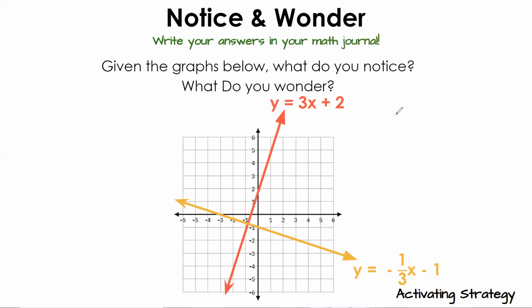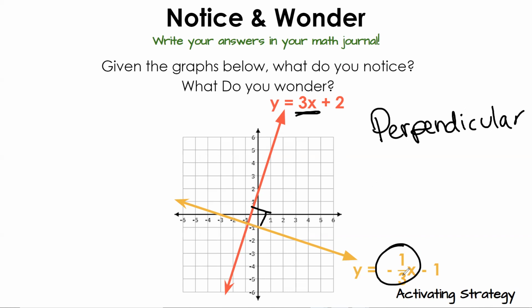What about this one? What do you notice about this one? The last one was parallel. What is this one going to be called? Close. We're going to call this one perpendicular. It creates a right angle. Now look at the slopes on this one. What do you notice? It creates a 90-degree angle, but what about the slope?